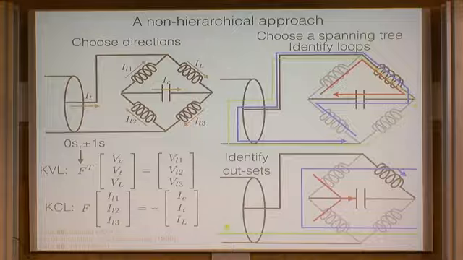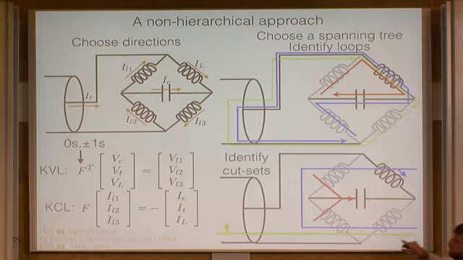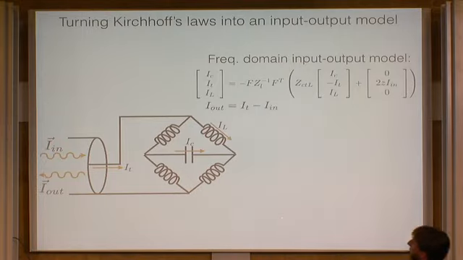Essentially the current laws identify for you a bunch of cut sets that are barriers that partition this graph into two parts through which the flux of charge has to be zero. And so that lets you write, using the same F, all the current relations.